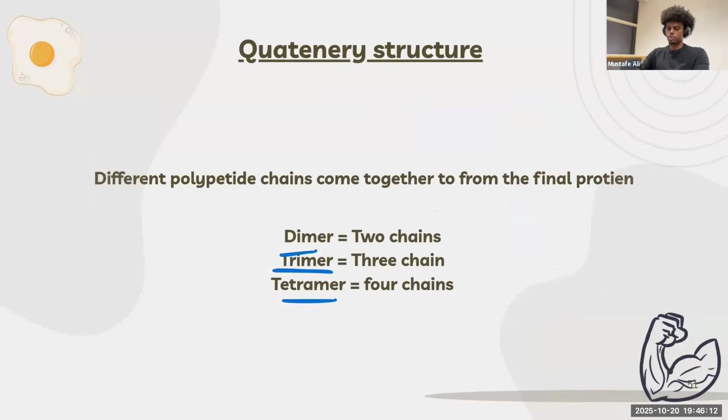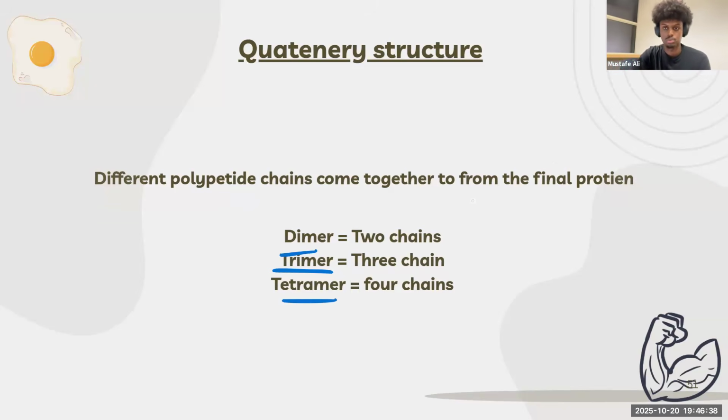Now, to put this in simple terms, a dimer, with a "di" in the name, is just two polypeptide chains. A trimer has three polypeptide chains. A tetramer has four polypeptide chains. Did that make sense? No? Again, quaternary structure is literally just the final product. It's multiple polypeptides coming together and forming that final product.